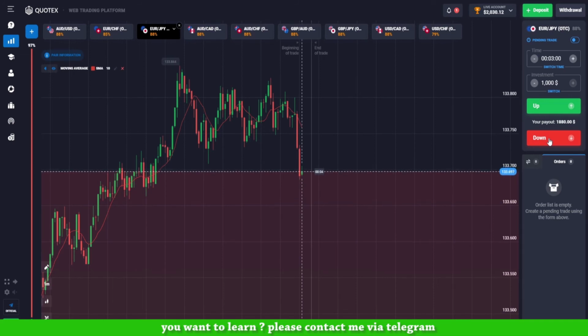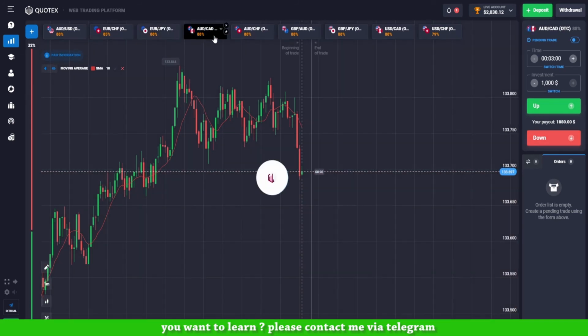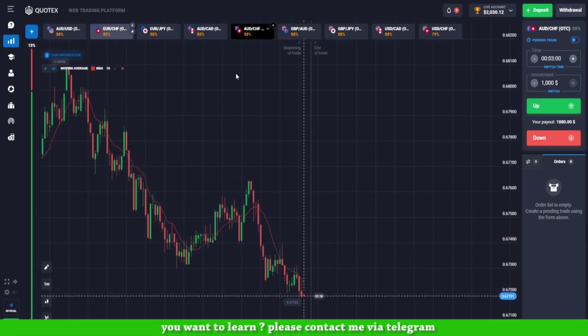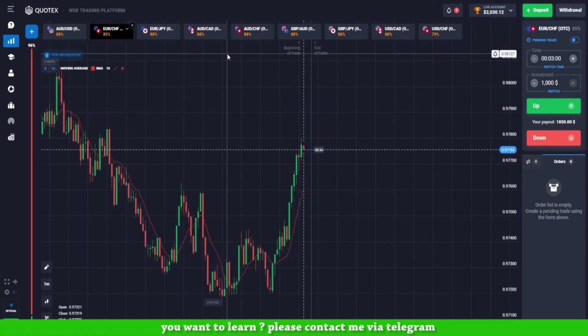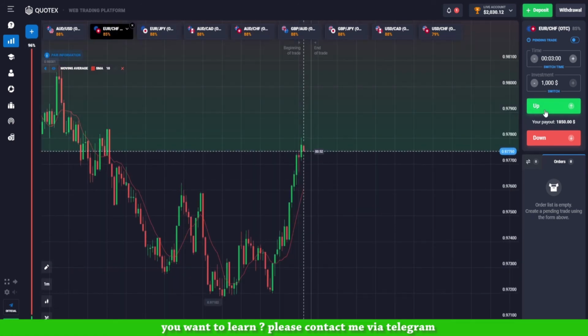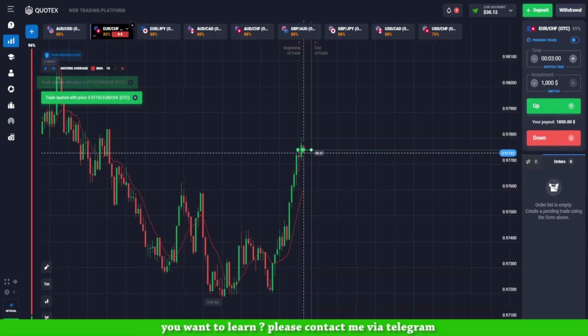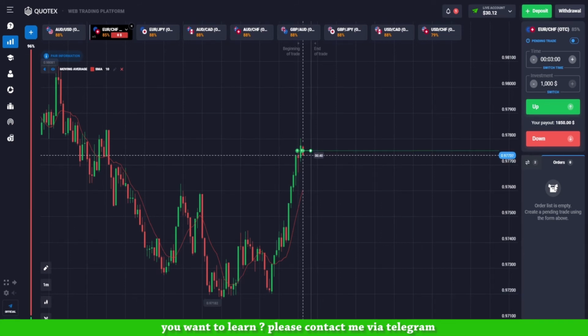Okay, let's continue trading again. Okay guys, here the trend is very strong upwards, and there is one red candle here, which means this is a correction candle to continue the trend, and I don't hesitate to open an up position for 3 minutes.